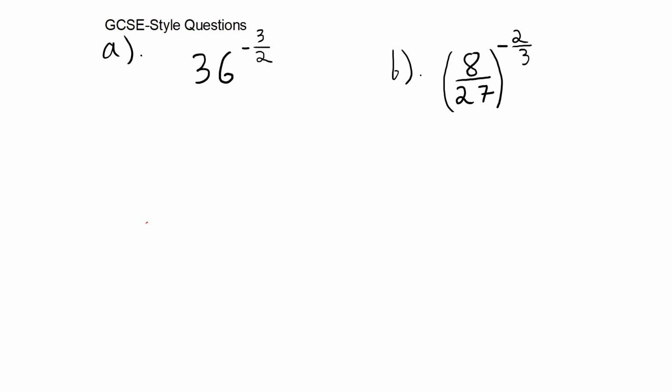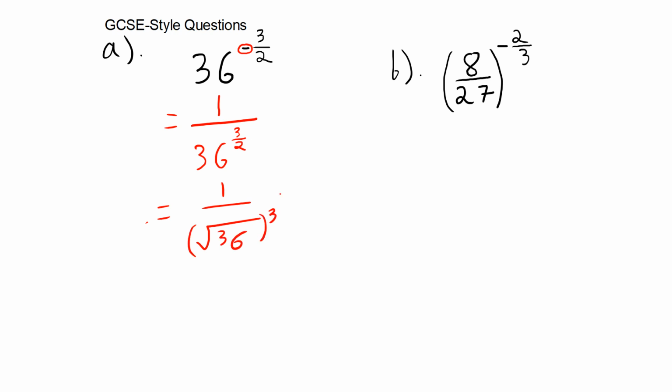Here are some harder questions for us to consider. First, I have 36 to the minus 3 over 2. Remember, when I have a minus in the power, that means we have the reciprocal. We have to do 1 over. So I have 1 over 36 to the 3 over 2, which is going to be 1 over the square root of 36 all cubed. The square root of 36 is 6, so it's 1 over 6 cubed, which is 1 over 216.